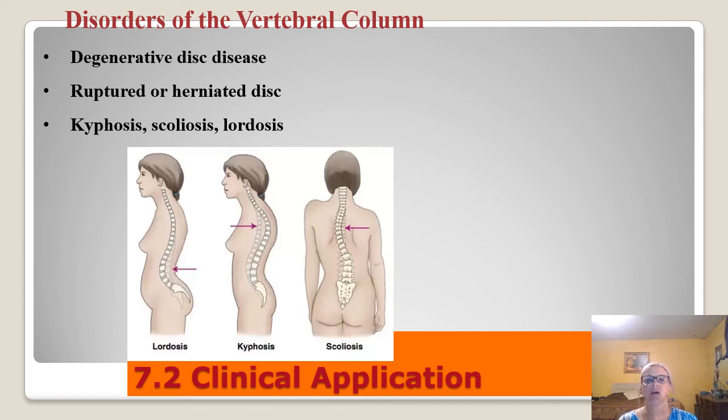Lordosis is sway back, okay? So it's lumbar curvature, and my son, I know he has a form of lordosis where that lower portion just rotates this way a little bit, and even that small, minute difference can cause pain and problems because everything just kind of gets offset.